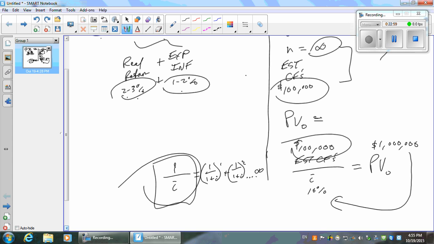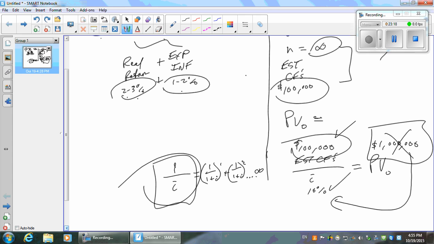Got the idea? So if you didn't know the million, but you knew the $100,000 and you knew the 10%, could you calculate the million? Well, of course you could, right? What investment at 10% gives me $100,000 every year forever? That's the key, you guys.